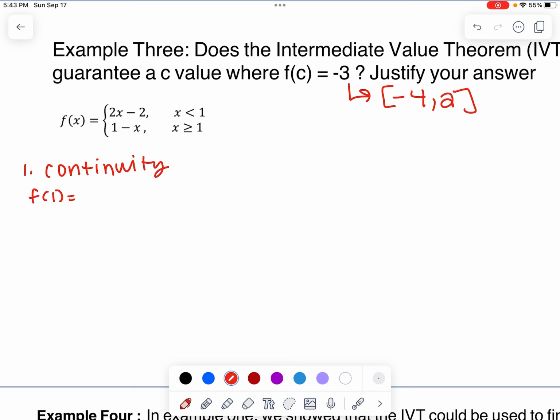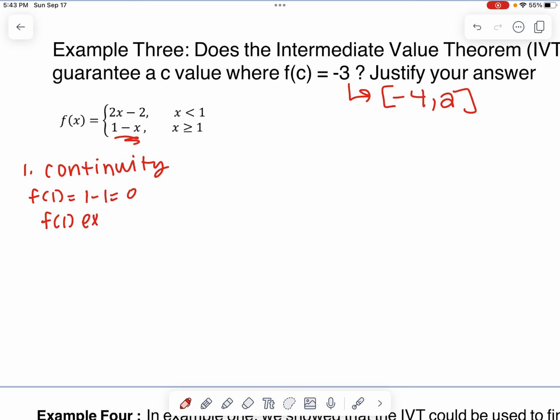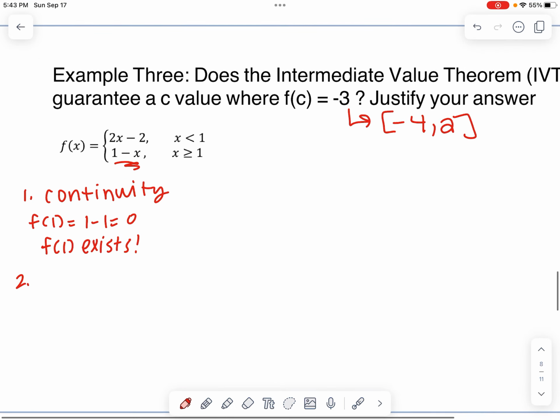So f of 1, if I want to see if it exists, I plug it into this function, 1 minus x, because that's the part that says x is greater than or equal to 1. So 1 minus 1 equals 0. So f of 1 exists. So one part of continuity has been proved. Now I need to see if the limit exists.